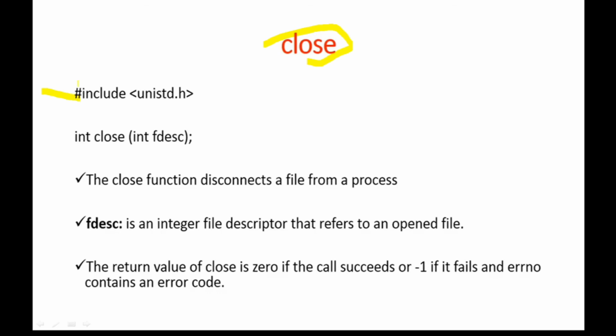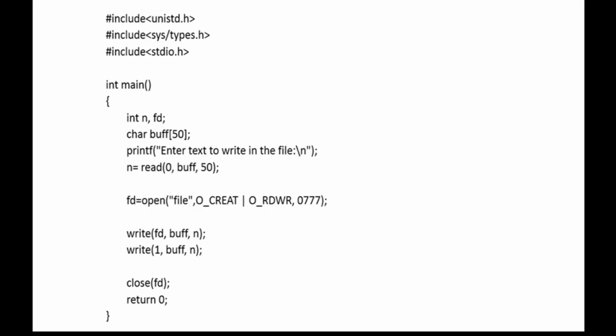Then the next is close. Here the header file will be unistd.h. Then int close(int fd), where fd is the file descriptor. The close function disconnects a file from a process. fd is an integer file descriptor that refers to an open file. The return value of close is 0 if the call succeeds, and -1 if it fails, and errno contains an error code.